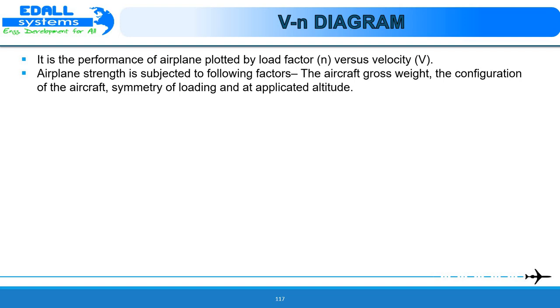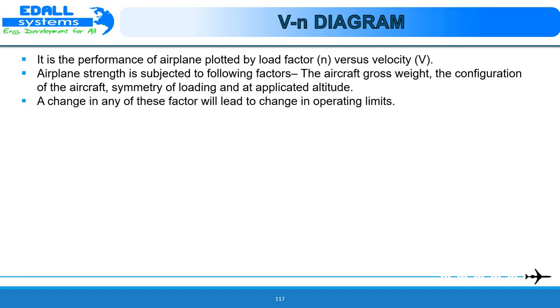The representation of aeroplane strength is contingent on four factors. First, the aircraft gross weight. Second, the configuration of the aircraft: clean, external stores, flaps and landing gear positions. Third, symmetry of loading, since a rolling pull-out at high speed can reduce the structural limits to approximately two-thirds of the symmetrical load factor. Fourth, the applicable altitude. Any change in one of these four factors can cause important changes to the operating limits.